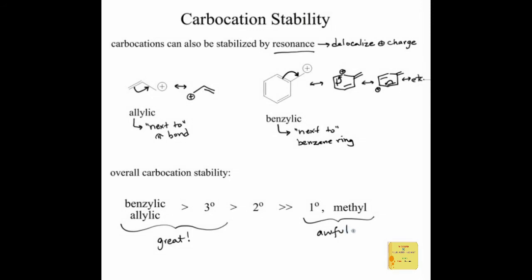We're going to avoid making them. We typically even go to the extreme of saying that these are not formed under normal circumstances. If we needed to invoke a mechanism that involved a primary or methyl carbocation, we would probably say that it's going to be so slow and so difficult to make that very, very high energy carbocation that the reaction would be described as no reaction.